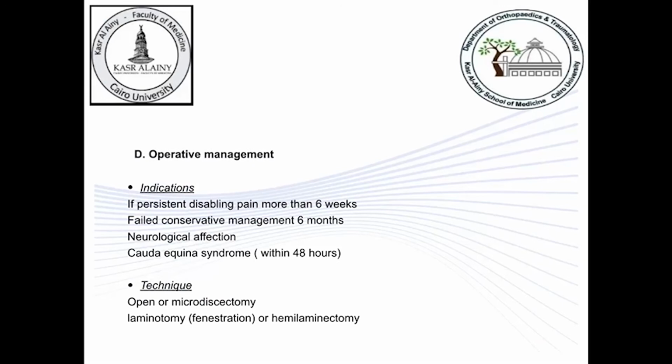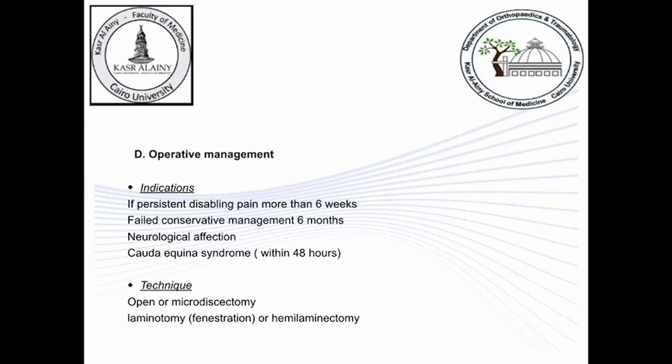So when do we do surgery, or what are the indications of operative management in lumbar disc prolapse? The following: persistent disabling pain more than 6 weeks, failed conservative management for 3 to 6 months, neurological affection in case of lower limb weakness or sensory affection, and cauda equina syndrome, which is considered an emergency and needs urgent decompression within 48 hours.